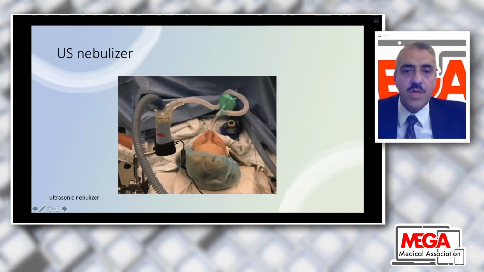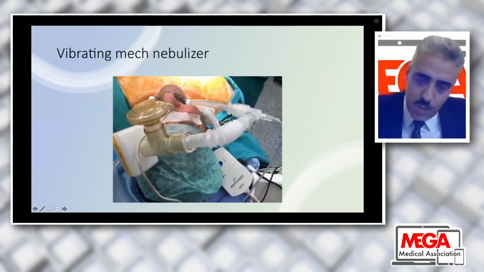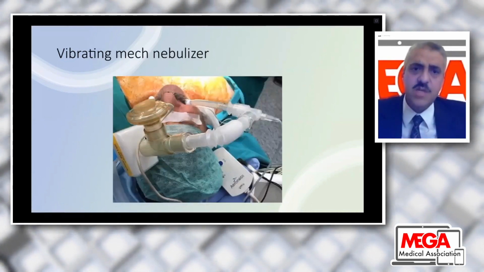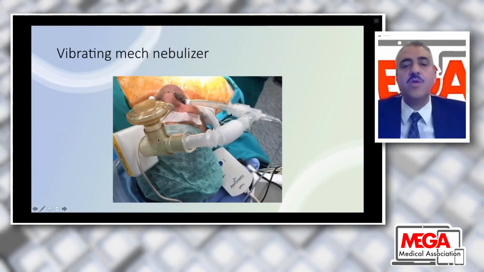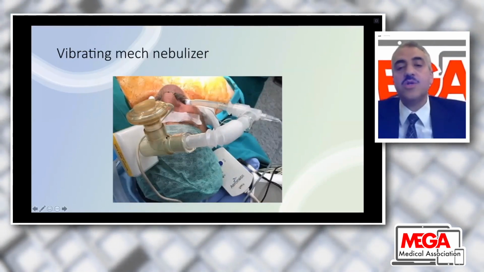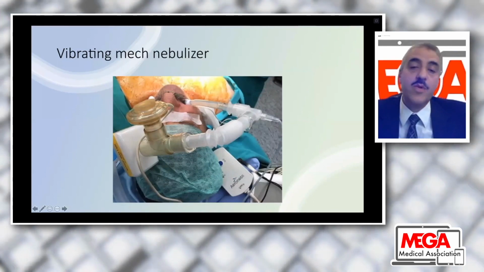Another way is using the vibrating mesh nebulizer, which is easy to use and no need to use it with a different oxygen source or a different inspiratory limb.